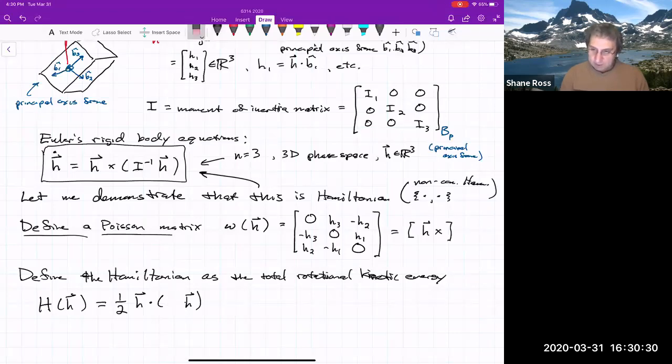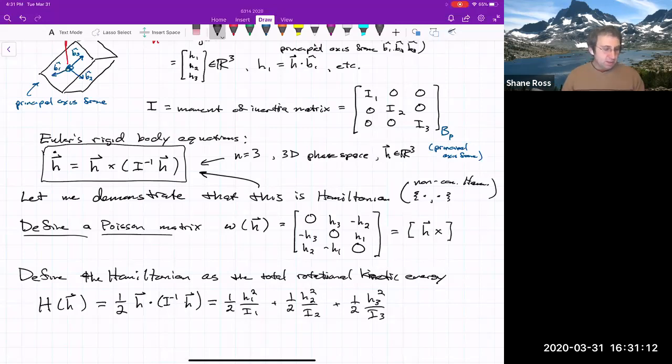So just to make that more clear, that's a moment of inertia matrix inverse, which has a particularly simple form. I inverse is just 1 over I1, 1 over I2, 1 over I3 along the diagonal. Okay, so that's the Hamiltonian. If we were to explicitly write it out, since we've got principal axis coordinates, this will look pretty nice. 1/2 H1 squared over I1 plus 1/2 H2 squared over I2 plus 1/2 H3 squared over I3.